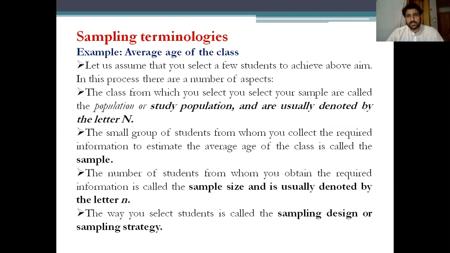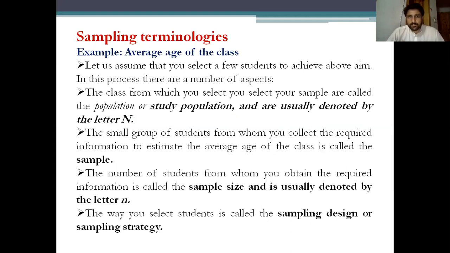So let's assume that we have got a few students in the class, to achieve your previous aim, that is, the average age of the students. In this process, there are a number of aspects. We will discuss the aspects along with the terminologies that are related to each aspect. So the very first one is called the study population.